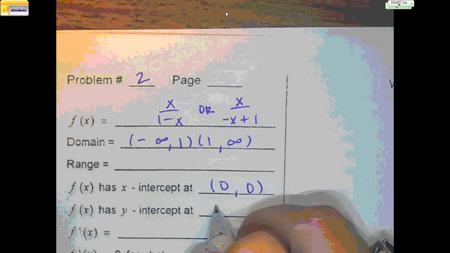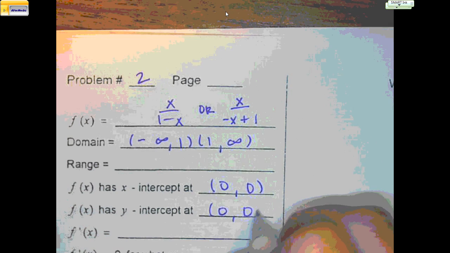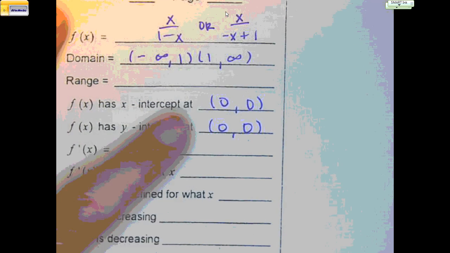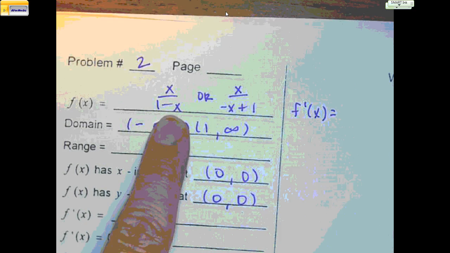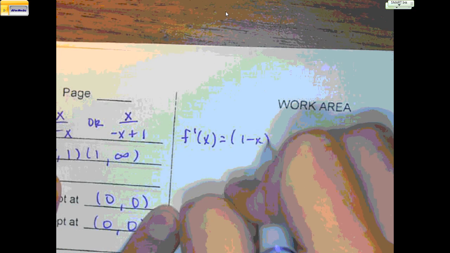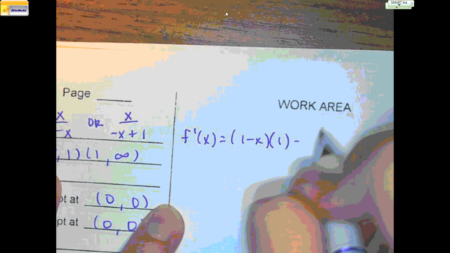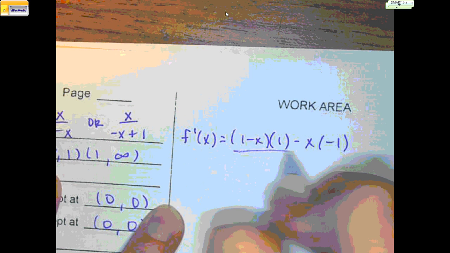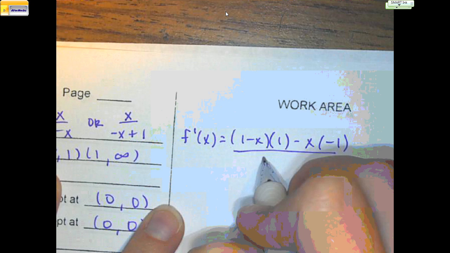First derivative. Yes, you are going to have to do some quotient rule. I'm going to use the first version over here. So I have the bottom times the derivative of the top minus the top times the derivative of the bottom over the bottom squared. Any questions with how I did that? Okay, let's clean it up.